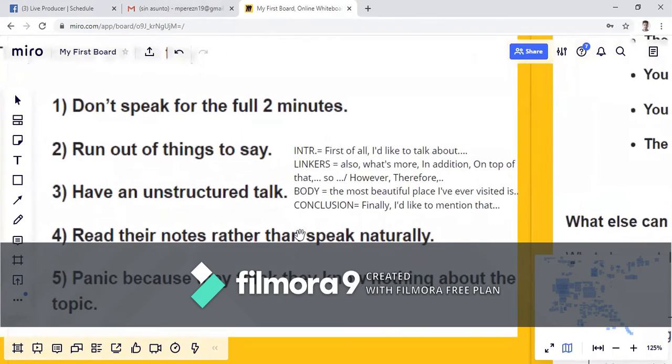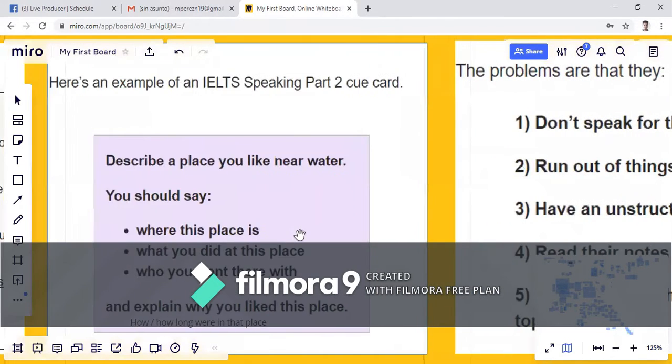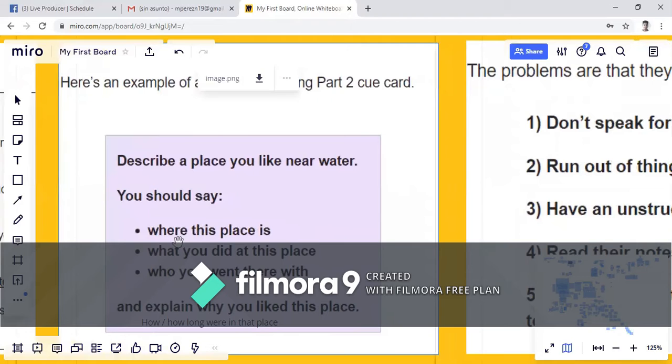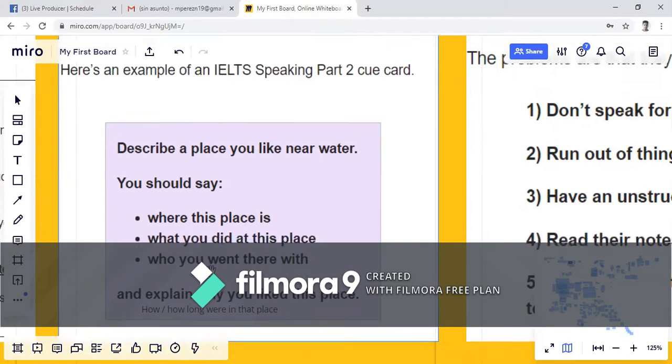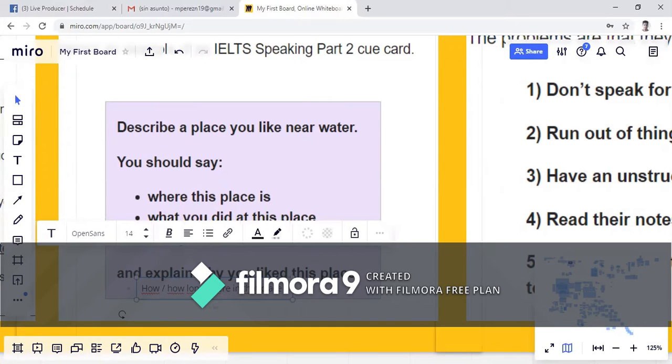Some solutions. For example, you run out of things to say. Remember, these bullet points are a reference. I mean, you can talk about other aspects too, okay? For example, if they ask you to describe a place near water, you can talk about where, of course, what you did, who you went with, why you like the place, but also you can talk about how long you were in that place. 1 hour, 2 hours.